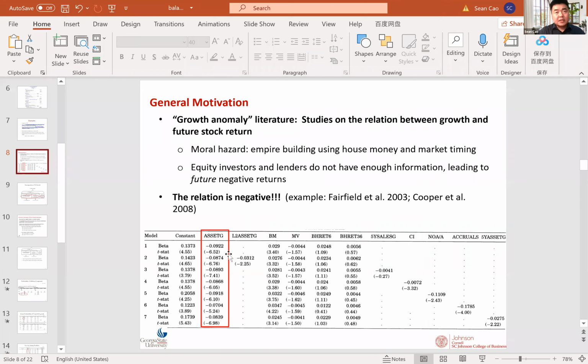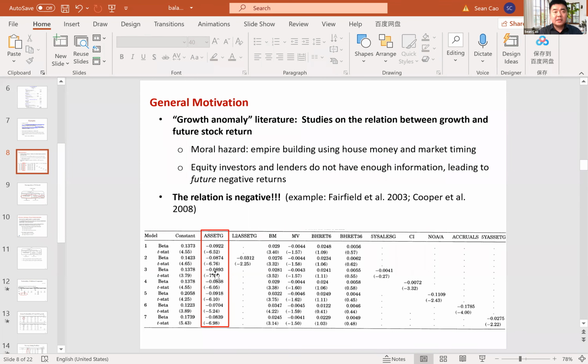So you can see that this is the table you guys see from the reading. What we have here is the asset growth. What does this variable mean? This variable means, if a firm has extreme asset growth, what's the dependent variable here? The dependent variable here is the stock return of next year.